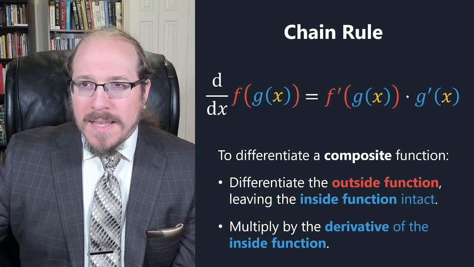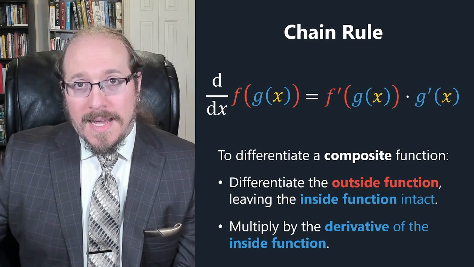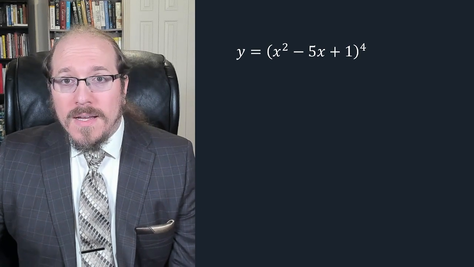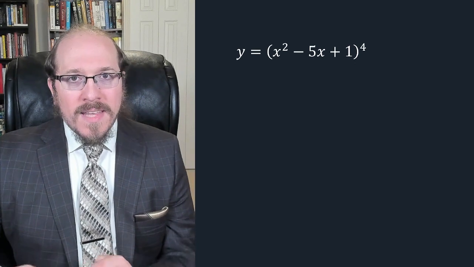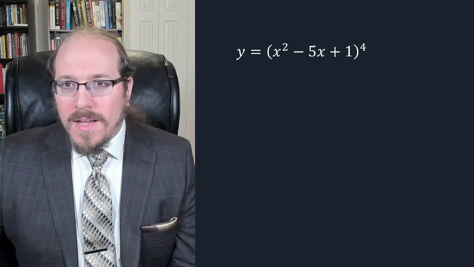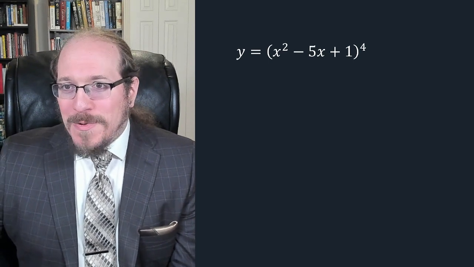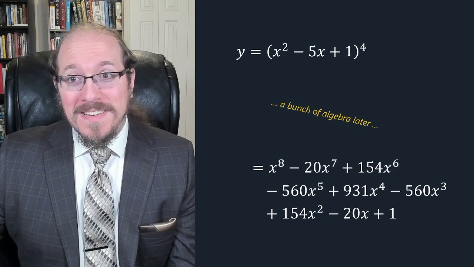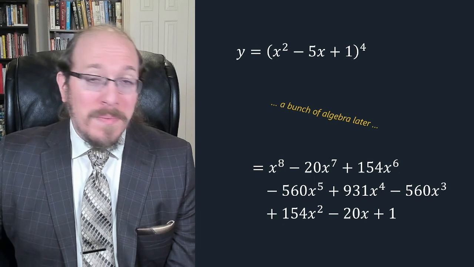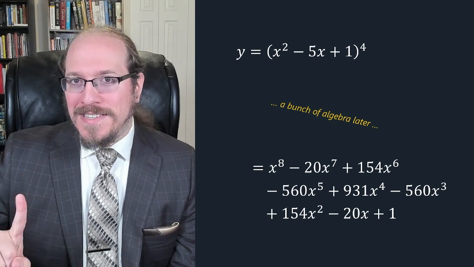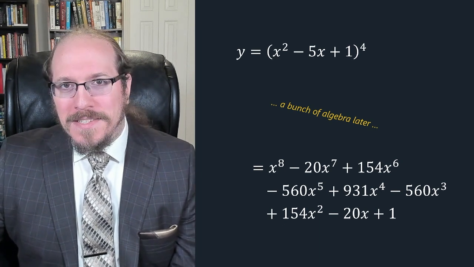But if you're anything like me, the thing that really makes a recipe like this click is an example that shows it in action. So let's do one. Check out this function. You've got x squared minus 5x plus 1, and then that entire thing is raised to the fourth power. How could we find its derivative? Well, it is a polynomial, so if we really wanted to, we could do a bunch of algebra to expand the whole thing out, and then use the power rule a bunch of times. But remember what we said last time, a good mathematician is lazy. That sounds like too much work, so let's try to find a quicker way to do it.